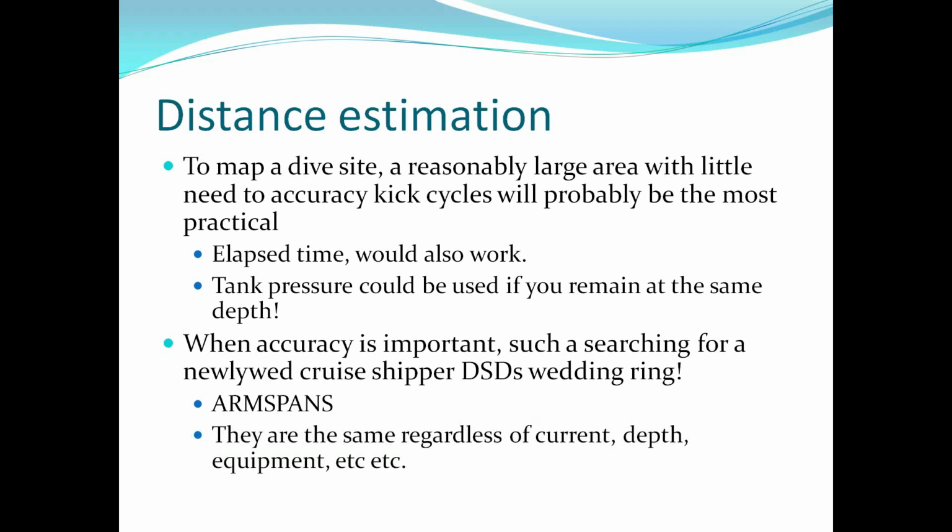Why is it the most accurate? Well, your arm spans cover the same distance regardless of the current, the depth, the equipment you're wearing, etc. So once you have measured a distance using arm spans, you actually know the exact distance because you're able to measure the actual distance of one arm span using a calibrated measuring device. Obviously, if accuracy is really important, a calibrated measuring device is going to be the best way to do it. But if a calibrated measuring device is not available, then arm spans is going to be the next best option.